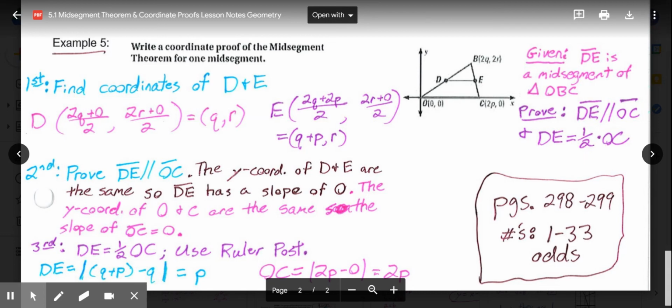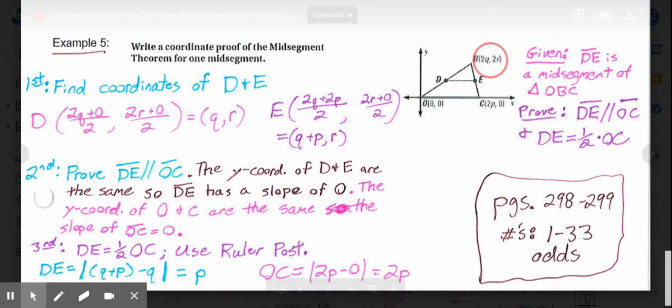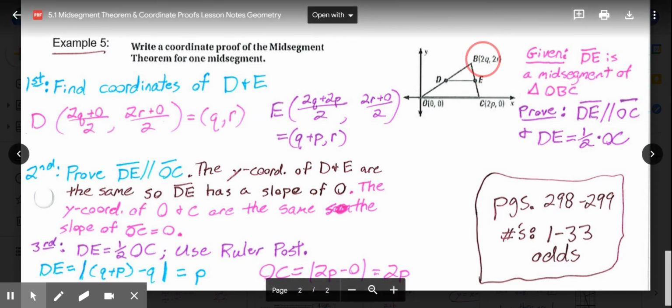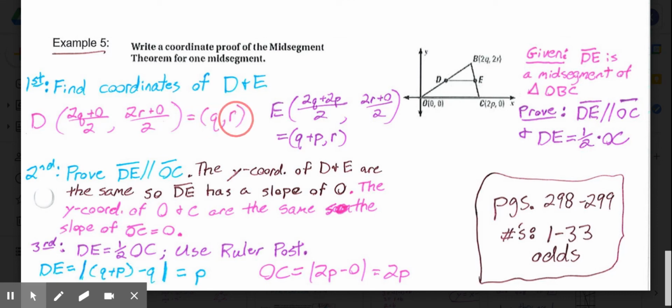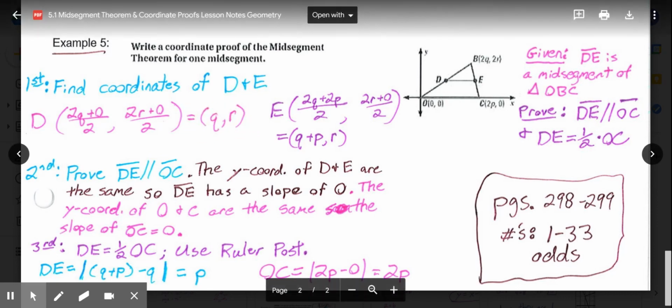So first thing, we need to find the coordinates of D and E. So the coordinate for D, we're going to use the midpoint of O and B. So 2Q plus 0 divided by 2, and 2R plus 0 divided by 2. So our midsegment would simply be 2Q divided by 2, 2R divided by 2, which is Q comma R. So point D would actually be at the point Q comma R.